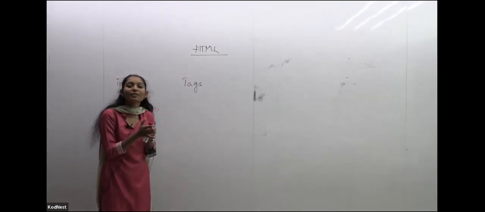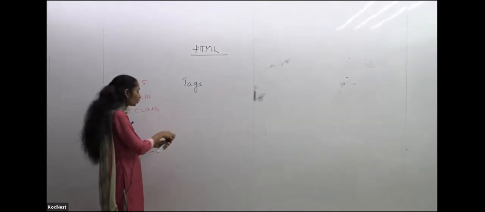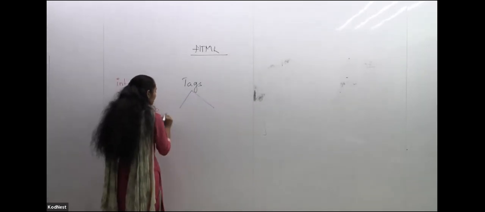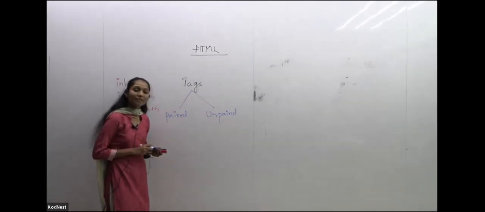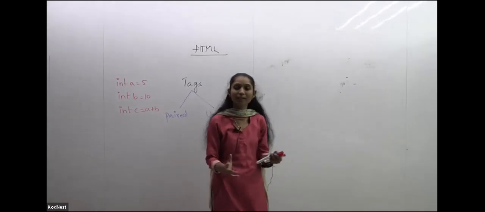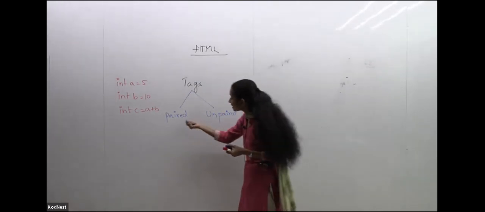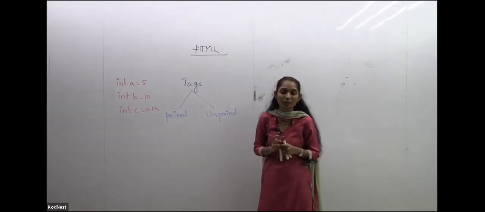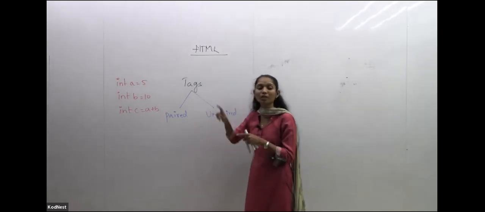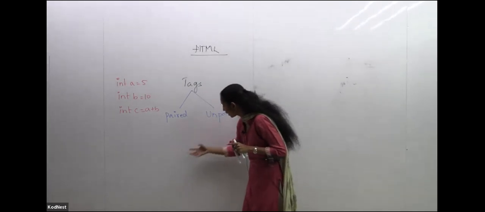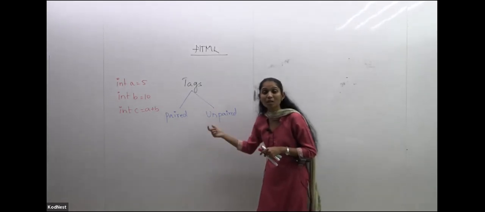And those tags are divided into two types: paired tags and unpaired tags. Whatever tags are present in HTML, all of them are divided into paired tags and unpaired tags. Now what is a paired tag and what is an unpaired tag is what you have to see. Right now I will just give examples, but know that these are paired tags and these are unpaired tags. What the functionality of those tags is, you will learn. Right now I will just give you a few examples of which are paired and which are unpaired.